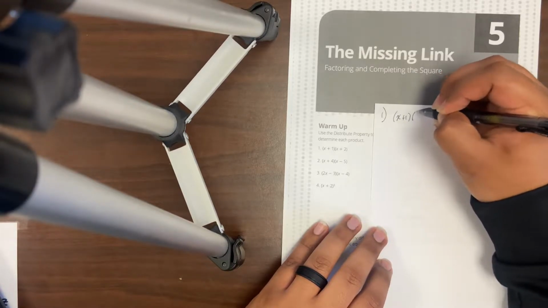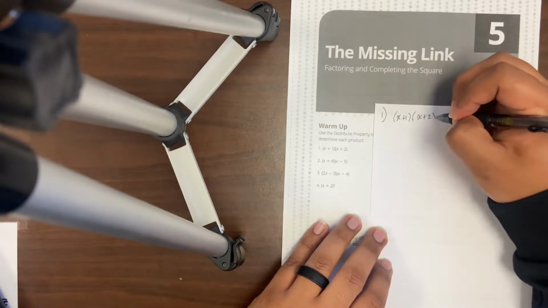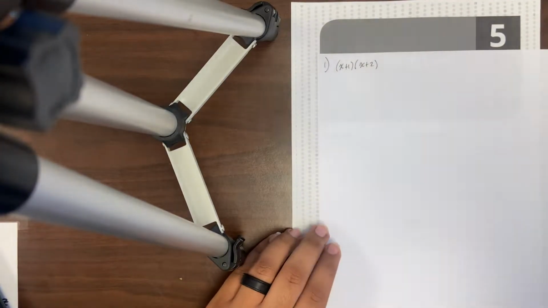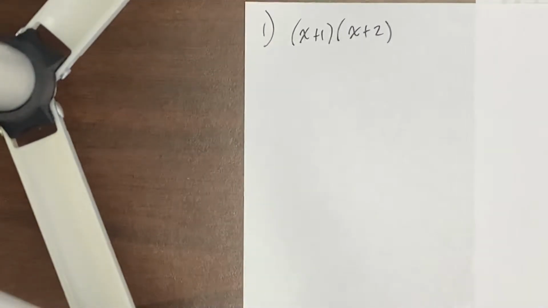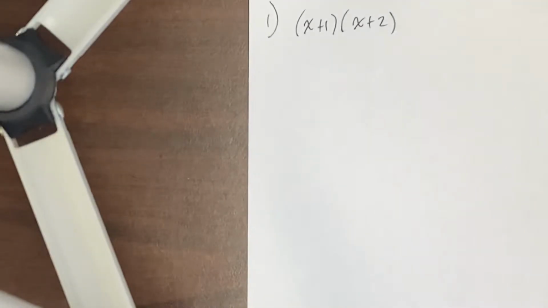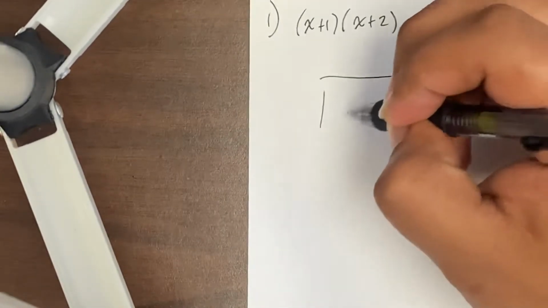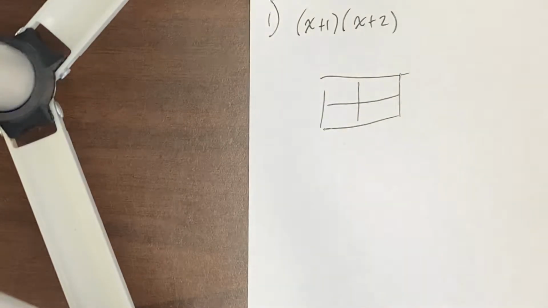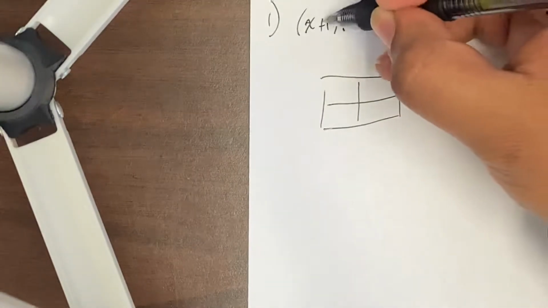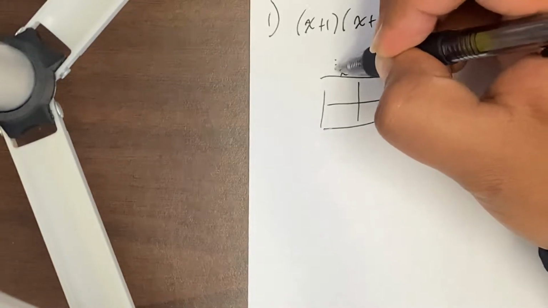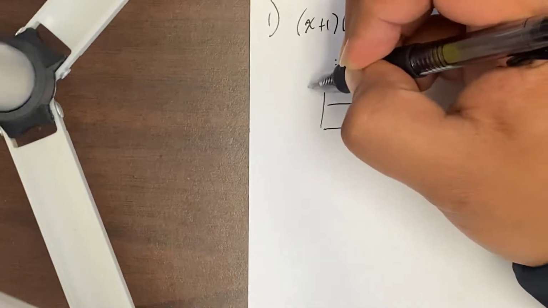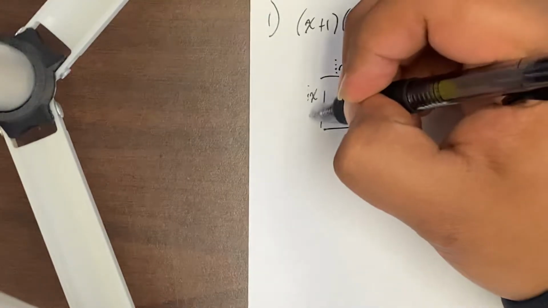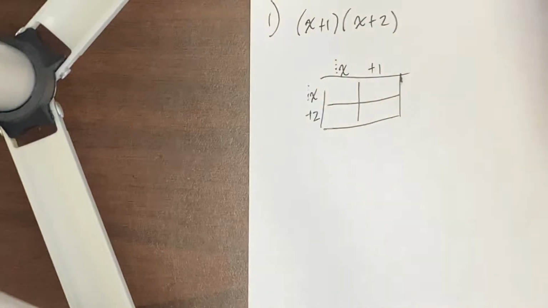X plus 1 times X plus 2. Remember, we did this with the box method. Zoom in a little bit. We did this with the box method. We draw our little box. X plus 1 goes on the top. Don't forget that there's an imaginary 1 plus 1. X plus 2 goes on the side. Imaginary 1x plus 2. And then we just multiply.